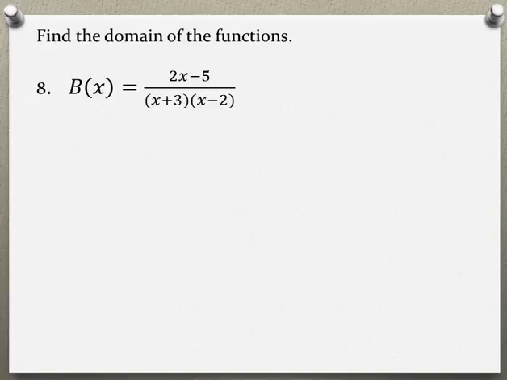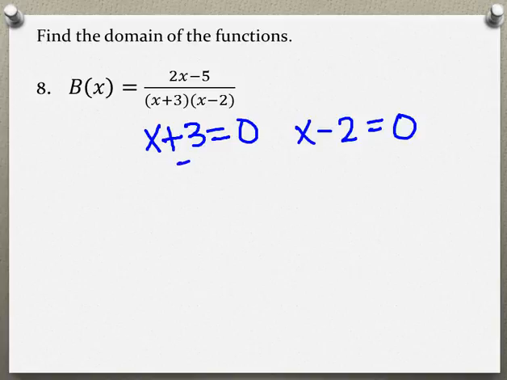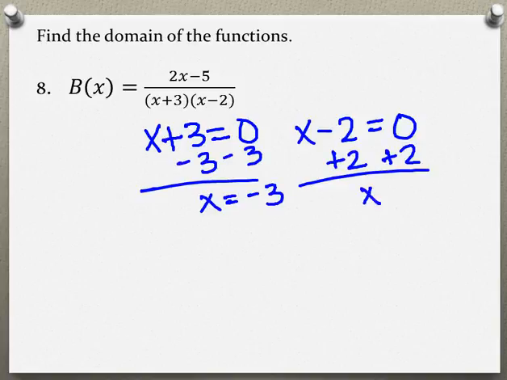To find the domain of the function, we need to check for the x values that would make the denominator equal 0. Because when the denominator equals 0, that gives us an undefined function. So the denominator here is already factored for us, so we need to take each factor and set it equal to 0. And whatever x values we get, we want to exclude that from the domain. So we want to exclude -3, and we want to exclude +2.